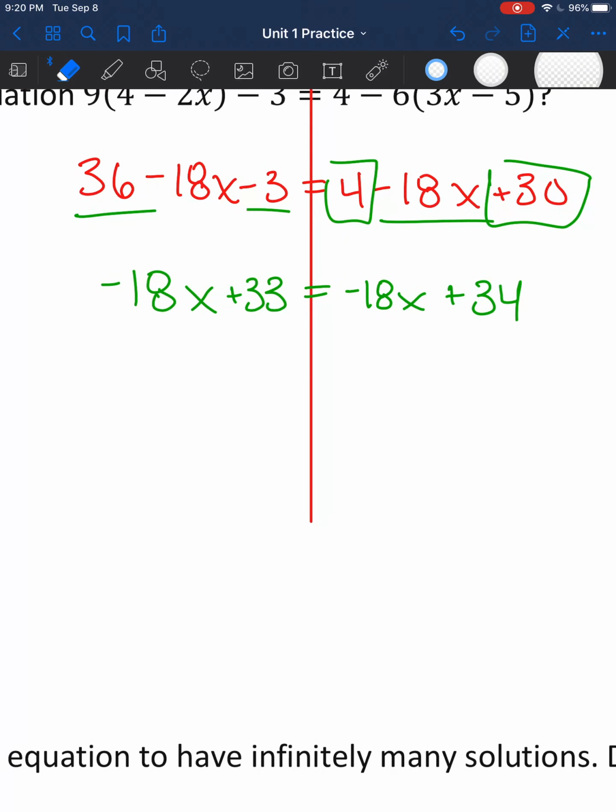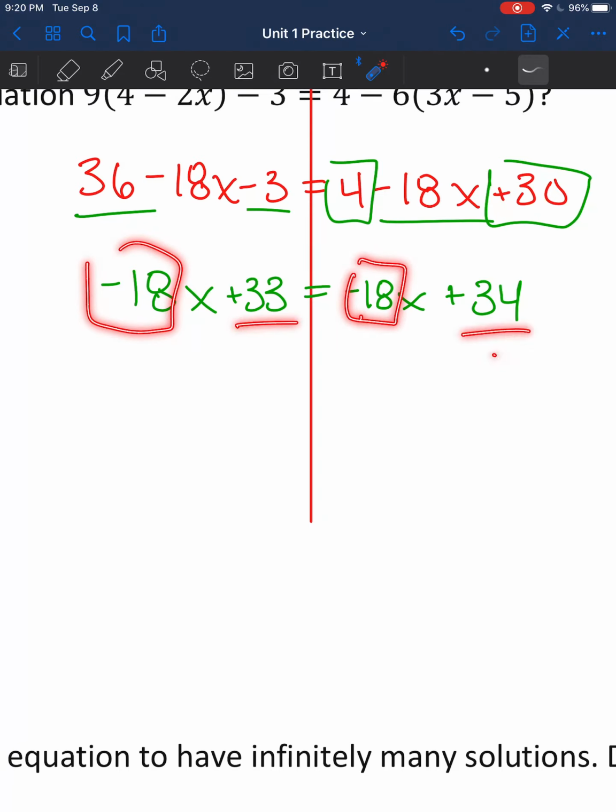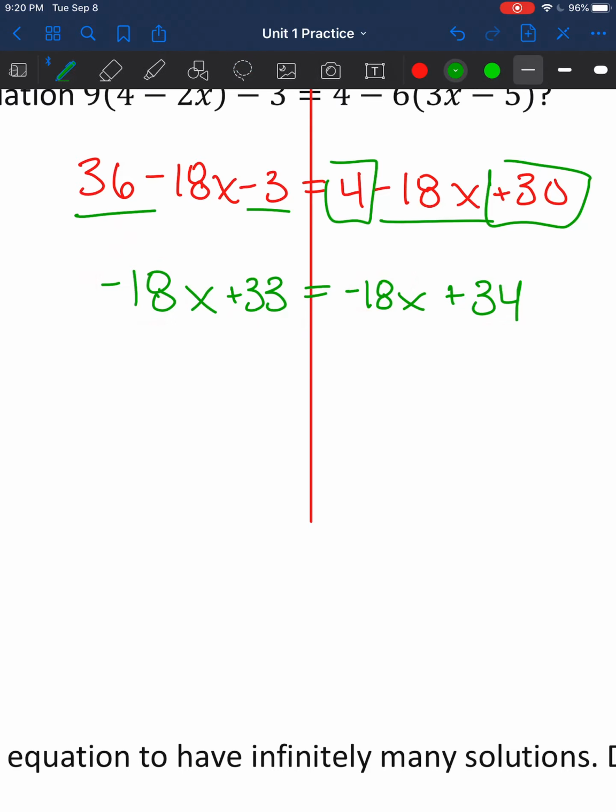Notice, this time around, we see that the coefficients of the variable are the same. That has to be true. But the constants are not the same. So when the coefficients are exactly the same, but the constants are not the same, this means that we've run into a contradiction.